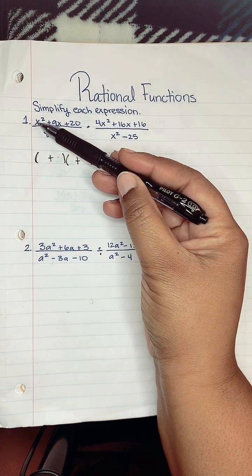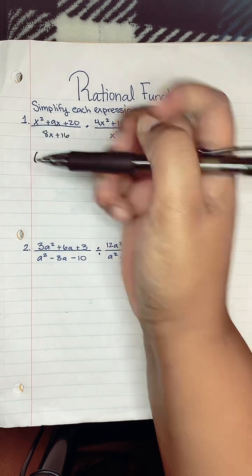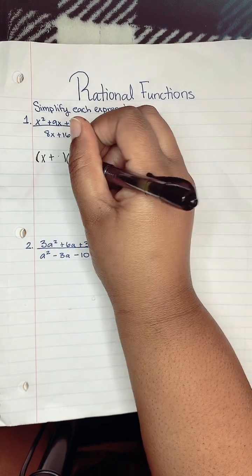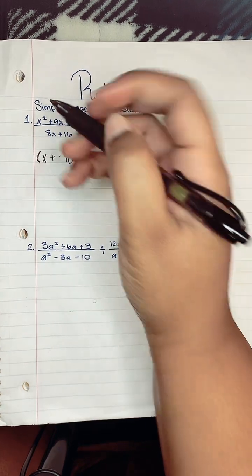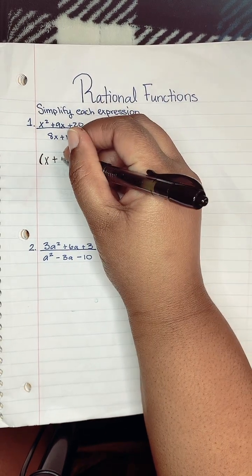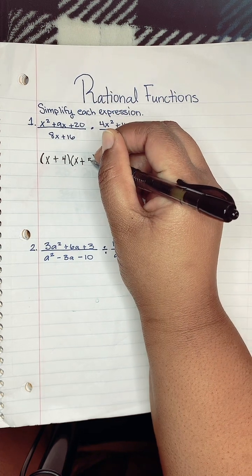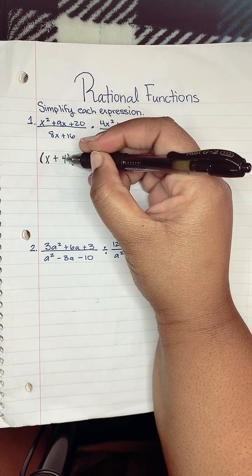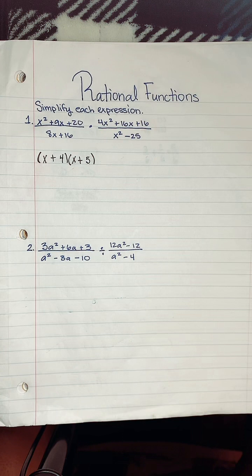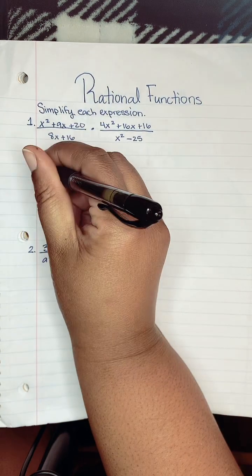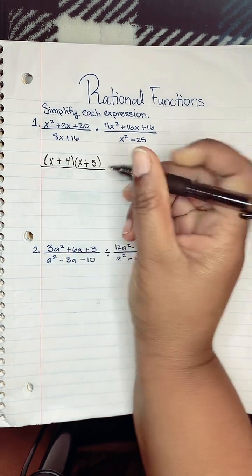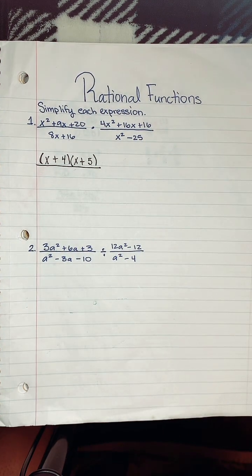Then we ask ourselves, what times what gives us x squared? X. And then what times what gives us 20, but adds to 9? So we could say 4 times 5 gives us 20, and then 4 plus 5 gives us 9. And so that's how we factor a trinomial.